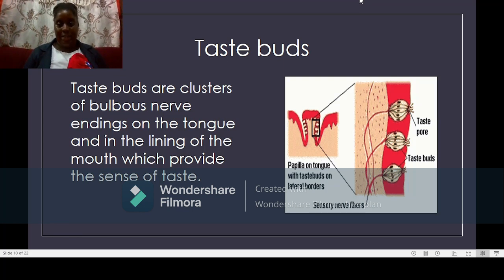Now here is a diagram showing you where the taste buds are located, which are on the side of the papillae. And the taste buds consist of taste pores, and these taste pores collect the molecules of food in our mouth and send it through nerve endings to our brain, so our brain can tell us what we are eating.